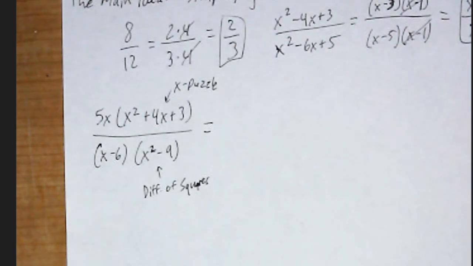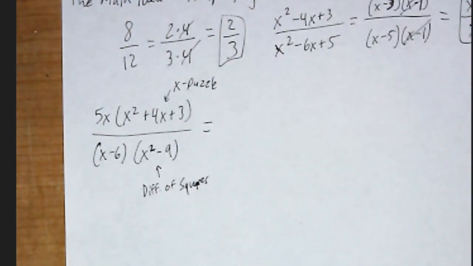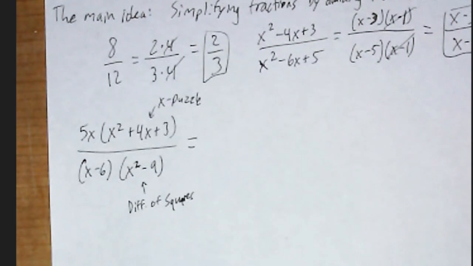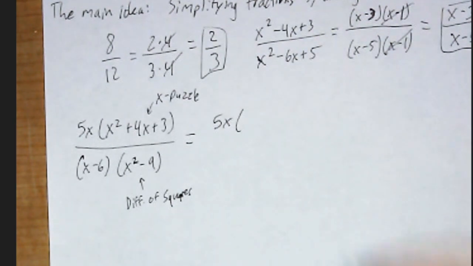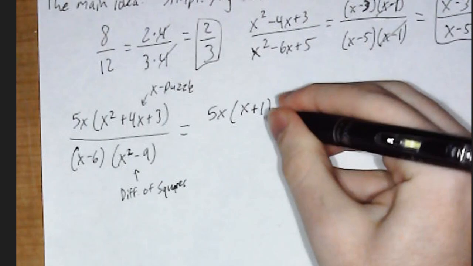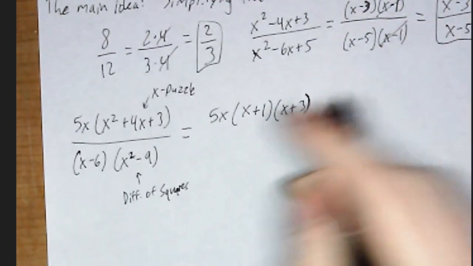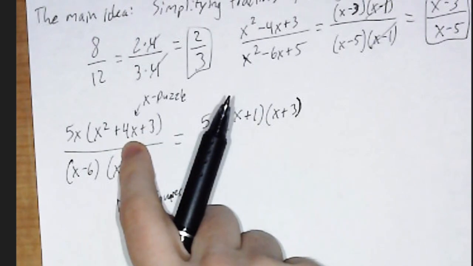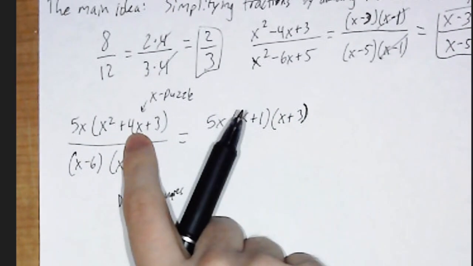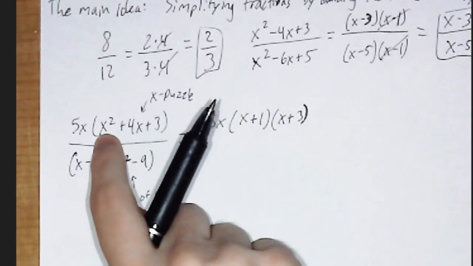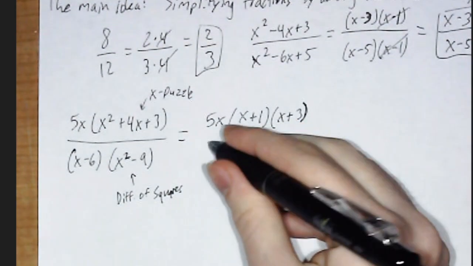So, when we do a cross puzzle here, we should get x plus 1 and x plus 3. Because again, the cross puzzle would have 3 on the top, 4 on the bottom, and from there we don't have to split the middle term because the coefficient in front of the x squared is 1. So we get x plus 1 and x plus 3.